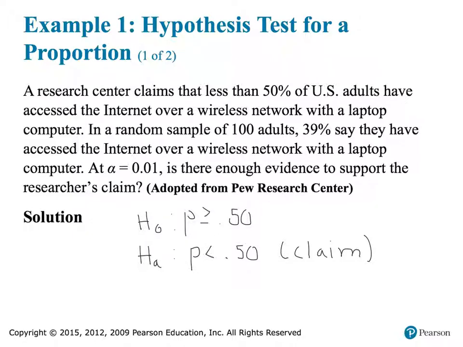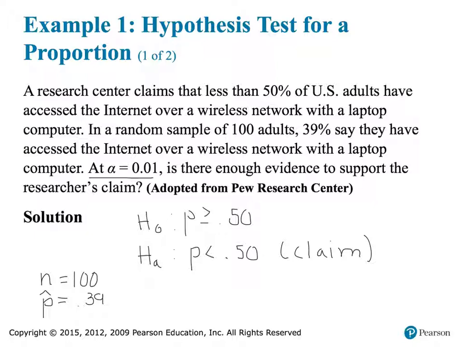In a random sample of 100 adults, so n is 100, 39%, well, that's our sample proportion, p hat, 0.39, say they've accessed the internet over a wireless network with a laptop computer. At a level of significance equal to 0.01, is there evidence to support the researcher's claim? So we've identified our null and alternative hypotheses. Let's verify that the normal distribution is an appropriate tool.